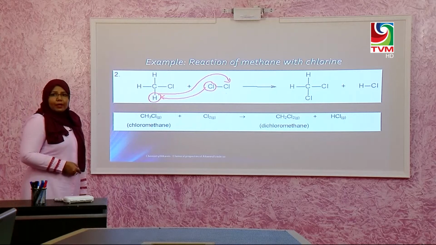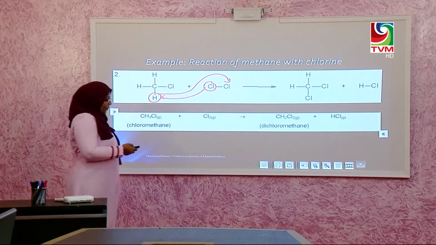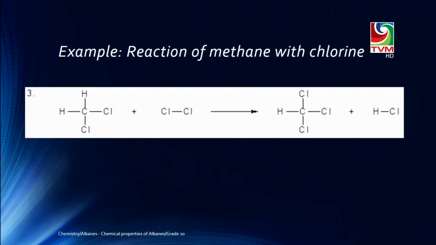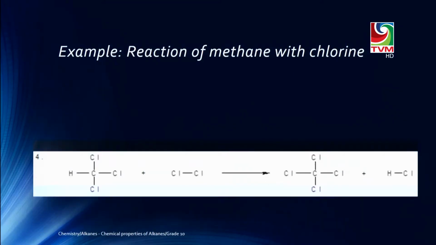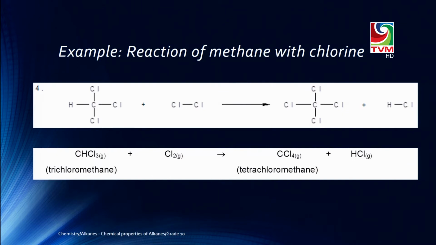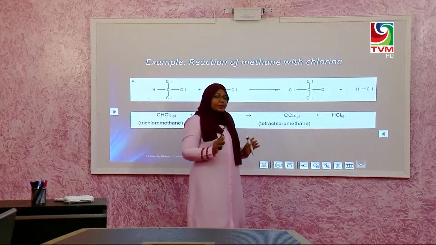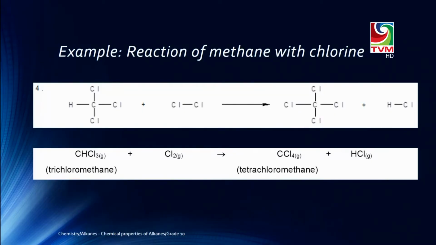Now do you think there will be more reactions? Yes. Why? Because there are still two hydrogen atoms that can be replaced by chlorine atoms. Similarly, dichloromethane reacts with chlorine again to form trichloromethane and hydrogen chloride. Still one more reaction, right? Because there is one hydrogen that can still be replaced. Now you can see the product has no hydrogen atoms, all the hydrogen atoms have been replaced, meaning we have got tetrachloromethane, because there are 4 chlorine atoms, and hydrogen chloride.